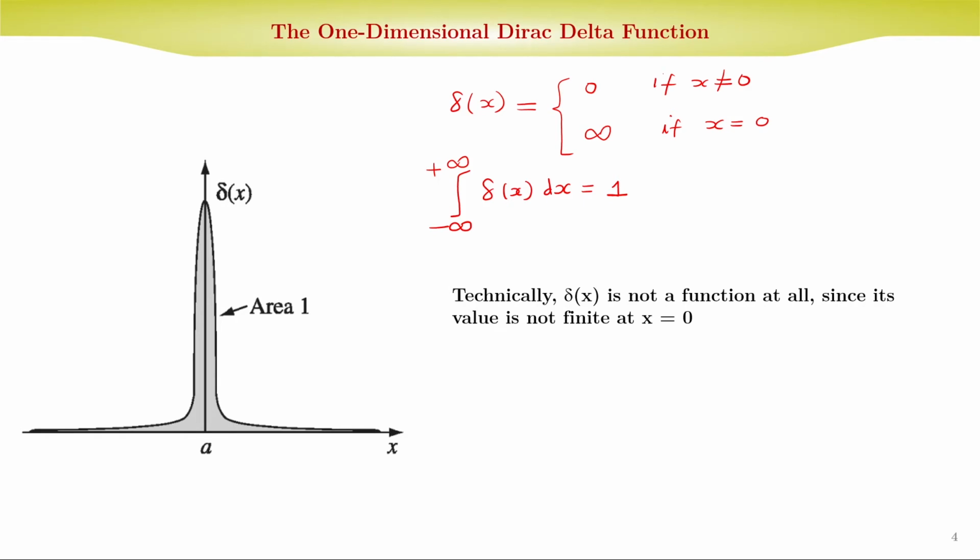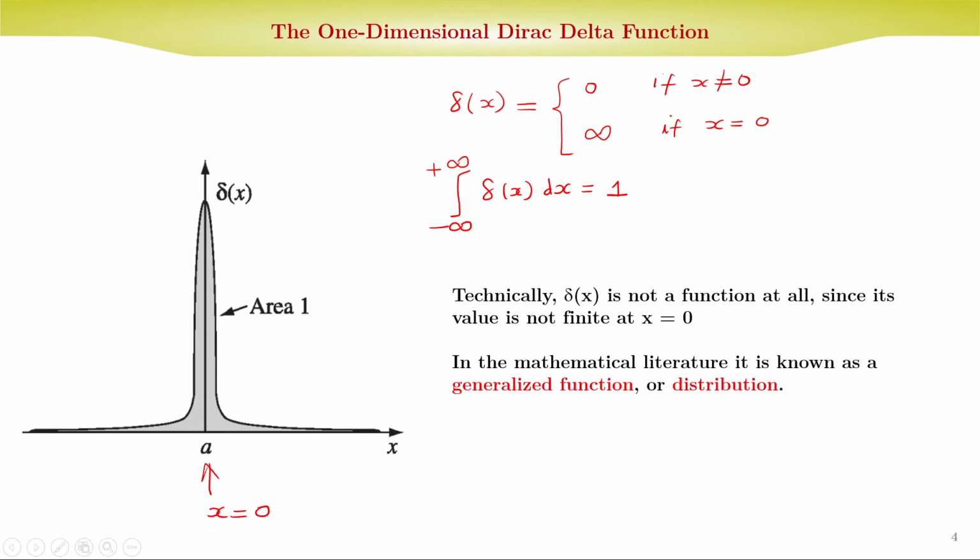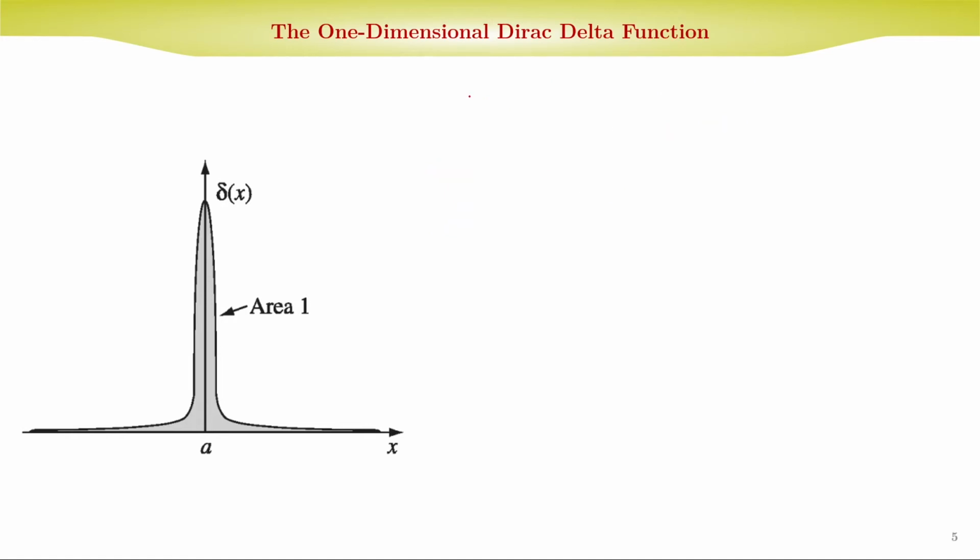Technically, the Dirac delta function is not a function at all, since its value is not finite at x equal to 0. This point, what you see, is x equal to 0. In mathematical literature, it is known as a generalized function or distribution. Now let us consider an ordinary function f(x). f(x) is not a delta function. Now, when we take the product of f(x) and delta x, this will be equal to 0 everywhere except at x equal to 0.